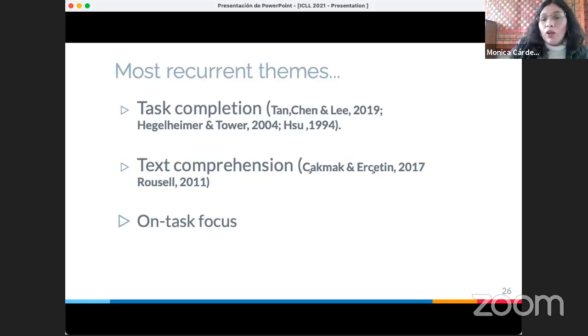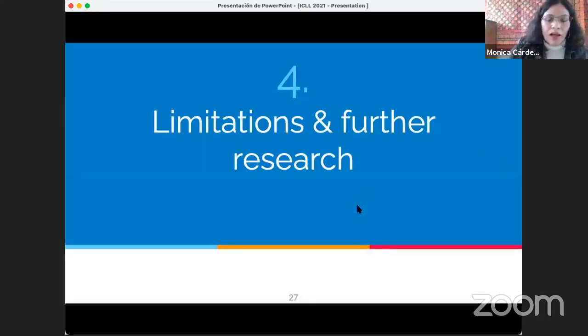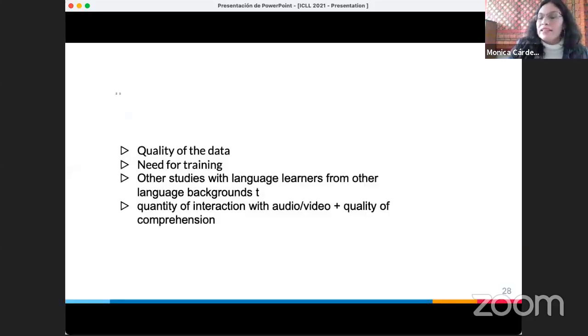To this point, no study to our knowledge has reported the use of ABC buttons to aid on-task focus or making sure that students would be able to recover from breakdowns in understanding and distraction, right? Next, Natalia, please. As for limitations, we had issues with the quality of the data that we analyzed.